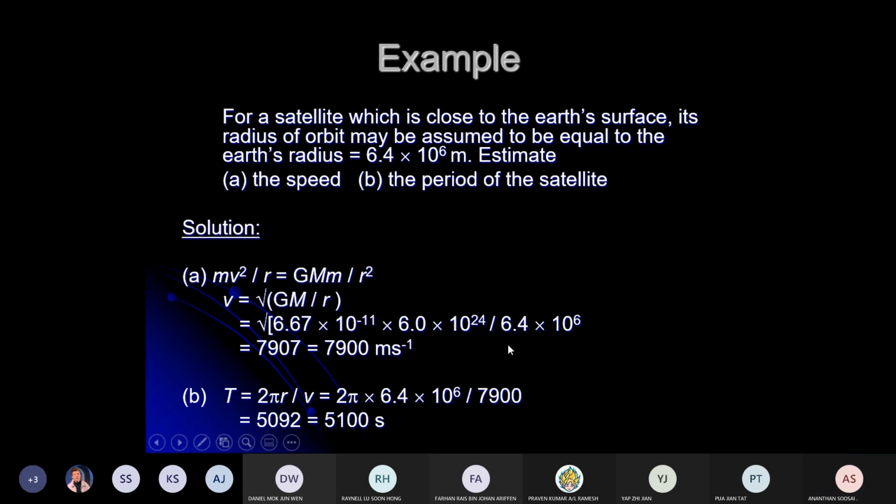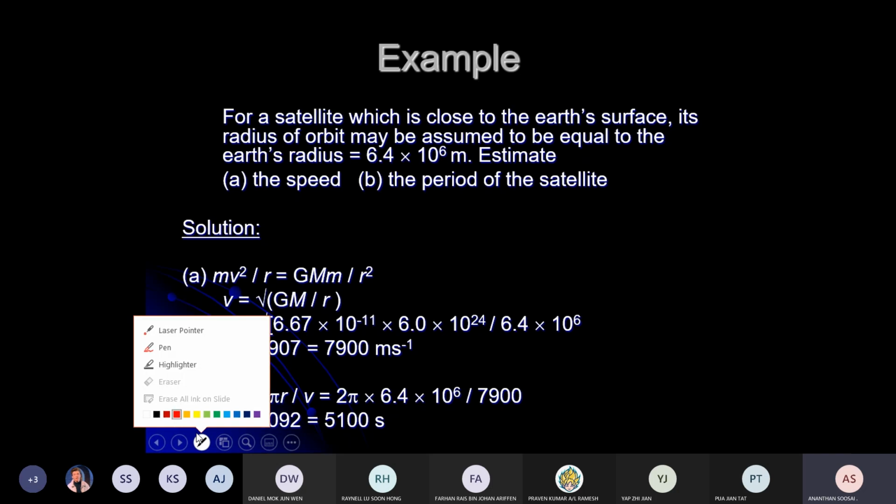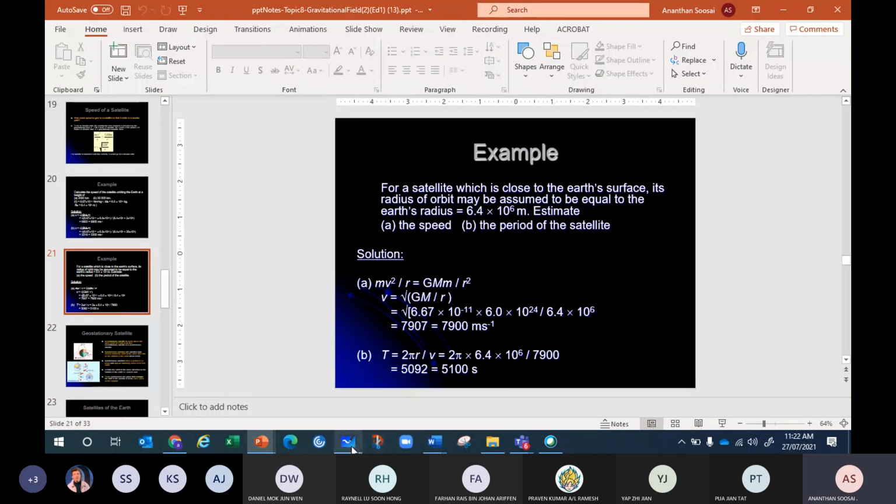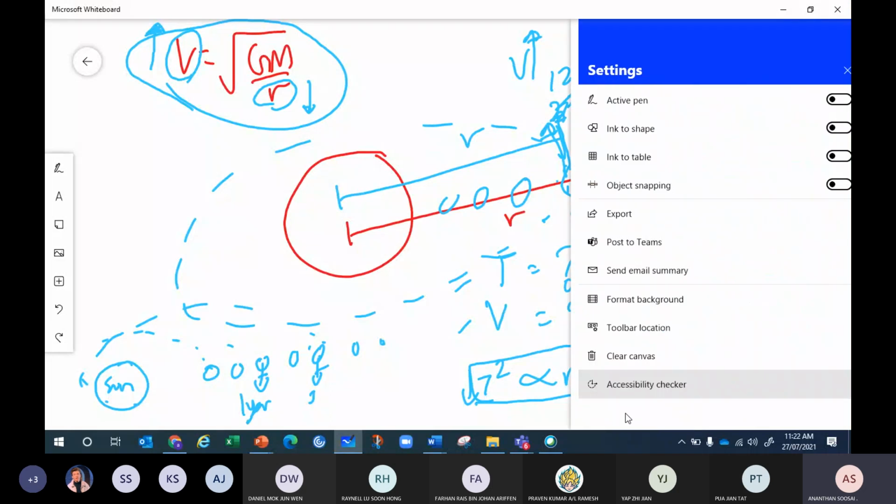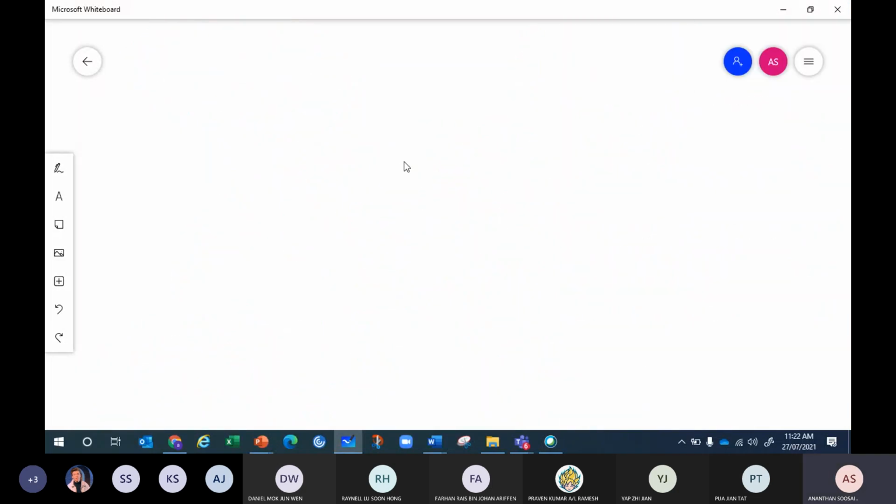Maybe Superman can do it. But the planet must have no air resistance, and it must be a uniform sphere. Then what will happen? I'll tell you. That means, on the Earth's surface.